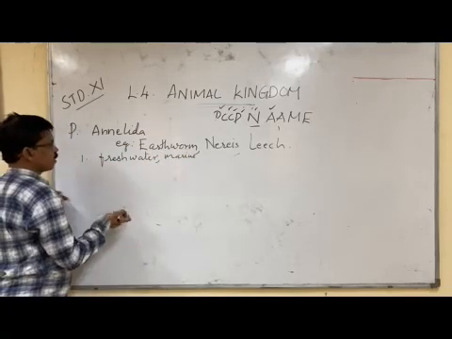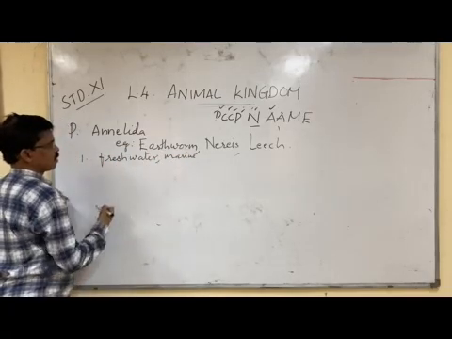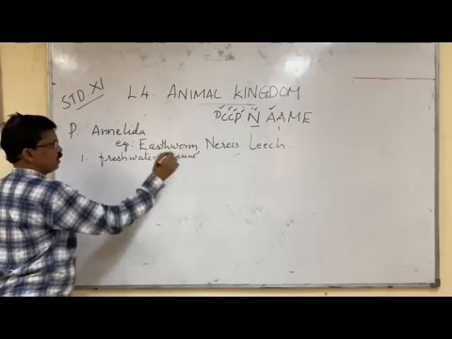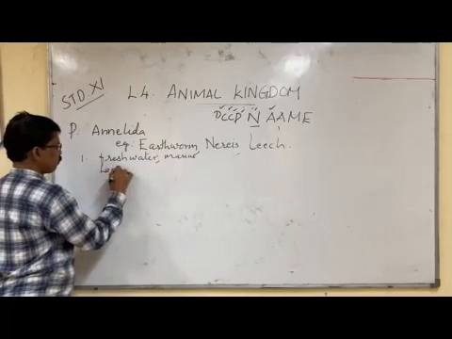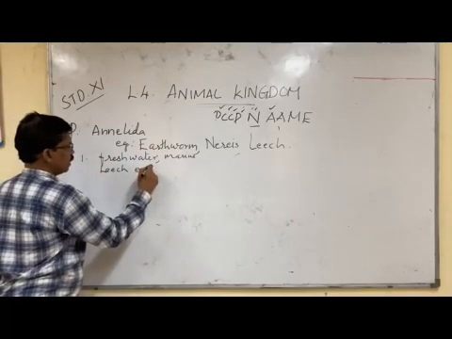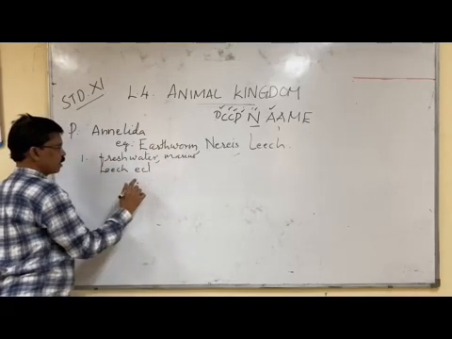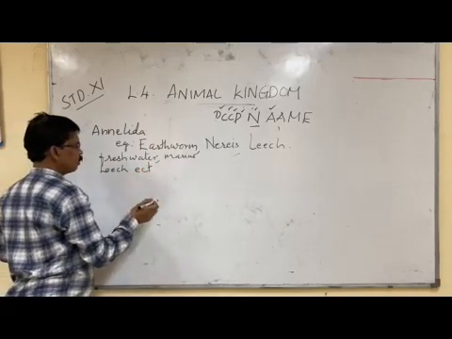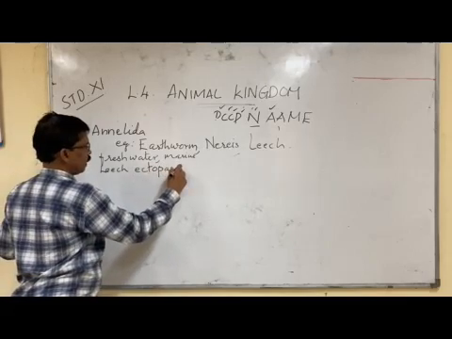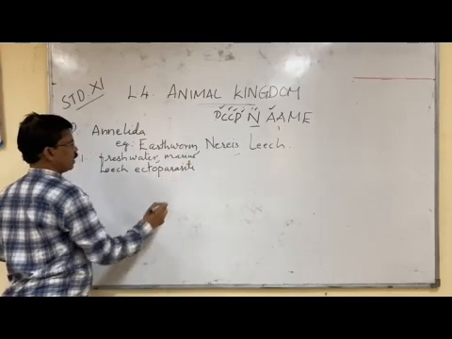Now, some are parasites and some are free living. Some are parasites like leech, an ectoparasite. What is the meaning of ectoparasite? They live outside the body of the host and get food and blood from the host. Leech is an ectoparasite.